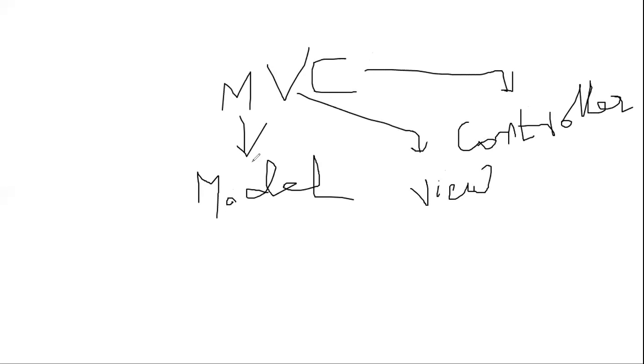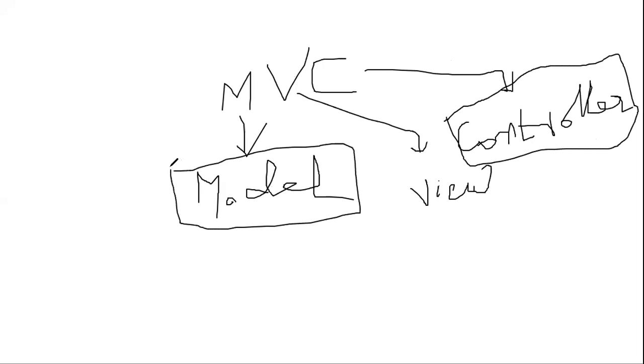Model means the data model. View means what you are showing to the user. Controller means how this data model is processed. The business logic, the entire thing is done by the controller. It does the business logic for processing this data model. And view is the ultimate output that you want to show.